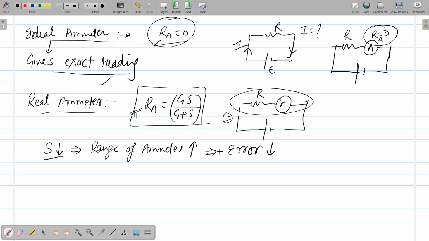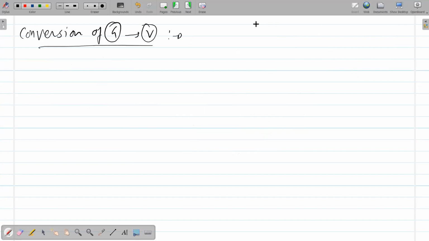Great. Good. So this was about the ammeter. We'll be doing some exercises related to this, but let's move on to the conversion of galvanometer into voltmeter. The conversion is very easy once you understand the conversion of galvanometer into ammeter.